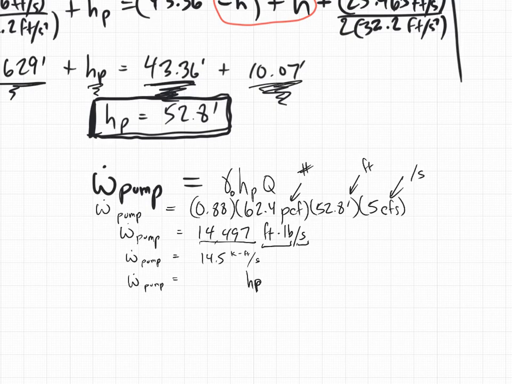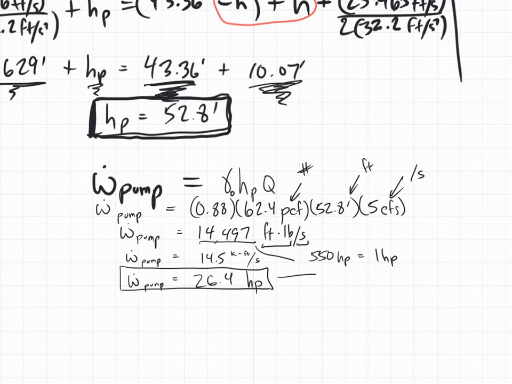Now, this is a very problematic thing to do. Every now and then a problem will ask for this, and I'm going to ask you why in a second. 26.4 horsepower. Why is that a problem? We just divide this number by 550 because 1 horsepower equals 550 foot-pounds per second. So what is the problem with this?